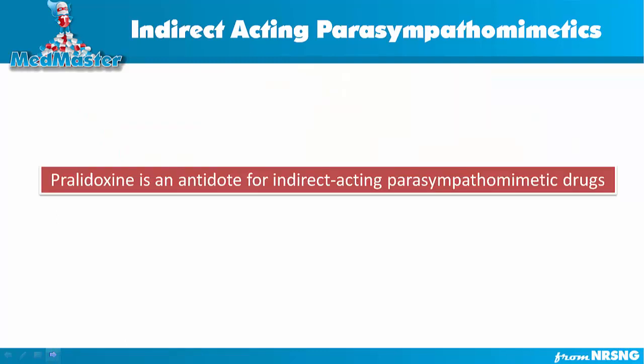And this is just something I'm throwing in. I haven't seen many questions asking about this antidote, but since we're talking about the indirect acting parasympathomimetic drugs, pralidoxime is the antidote for indirect acting parasympathomimetic drugs, and you have to give it within 30 minutes.